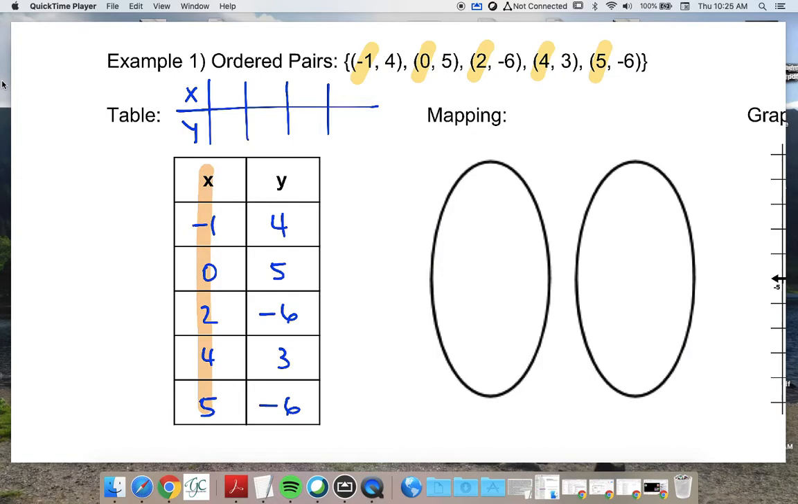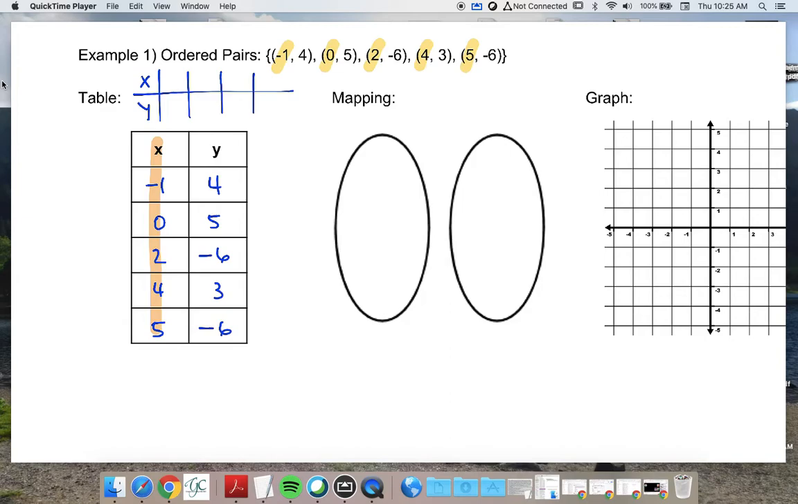Now when we move to mapping diagrams, it is very important that we sort our numbers from least to greatest. So I'm just going to make a little note under the table here. We sort our numbers from least to greatest. And we do not repeat numbers. So even if a number shows up more than once, whether it's an x or a y value, we only write it once in our diagram here. So we don't repeat numbers.